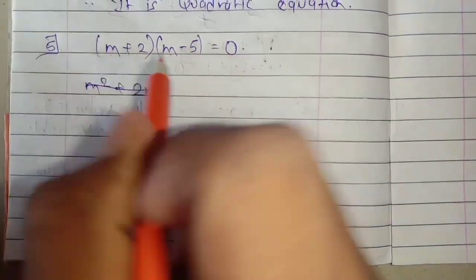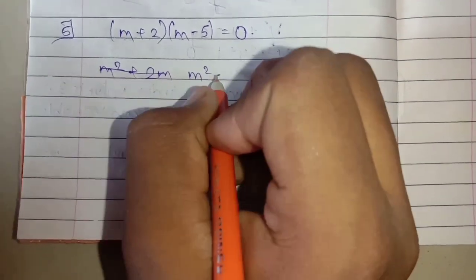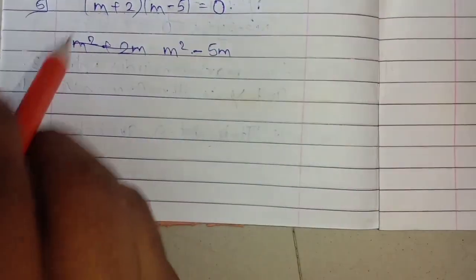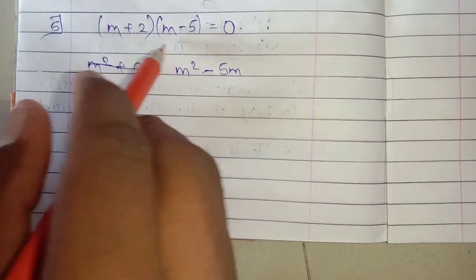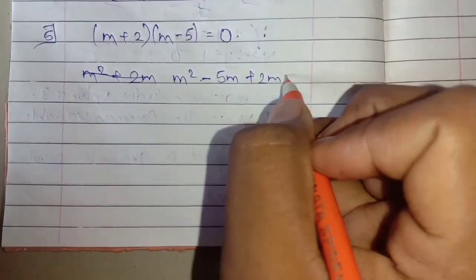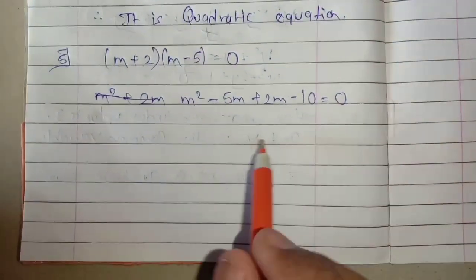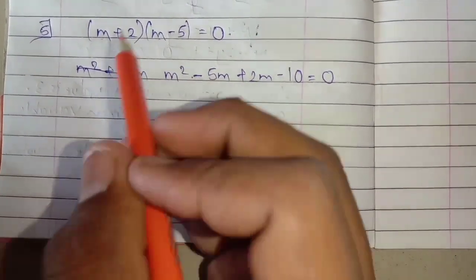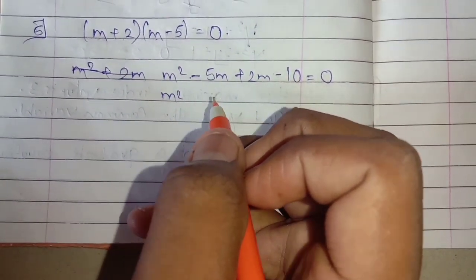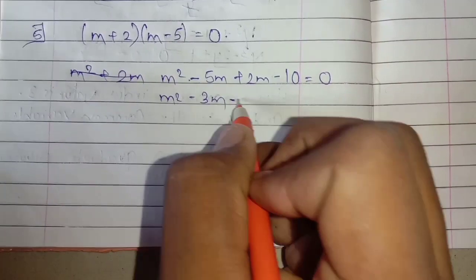So this m into 5 will become minus 5m. So now this 2 will multiply by this whole term. So 2 into m will become plus 2m, and minus 5 into 2, that is minus 10, is equal to 0. So these are the like terms. So minus 5m plus 2m, minus 5 plus 2 will become minus 3, so the bigger number has a minus sign, this will become minus 3m, and this is minus 10, is equal to 0.